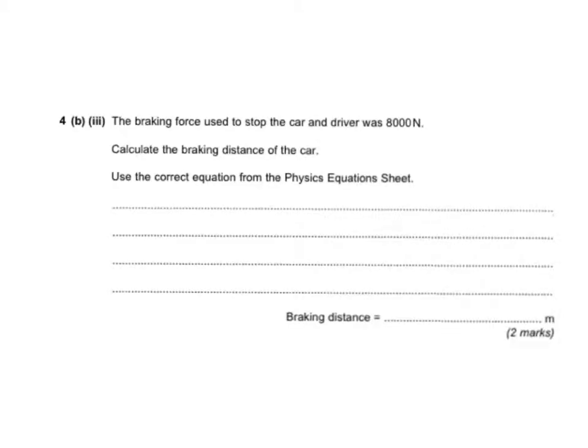In question 4B part 3, you need to do a bit more maths. You need to take the equation work done is equal to force times distance from the P2 equation sheet and rearrange to find D is equal to work done over force. You can then sub in your numbers from part 2 and part 1, so that's 320,000 joules and 8,000 newtons from part 3, and you just do 320,000 joules over 8,000 newtons, which will give you an answer of 40 meters.